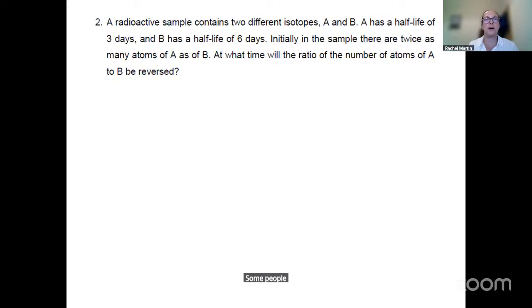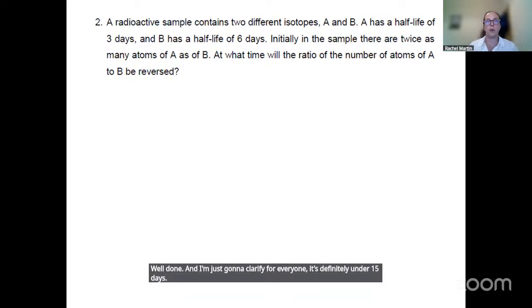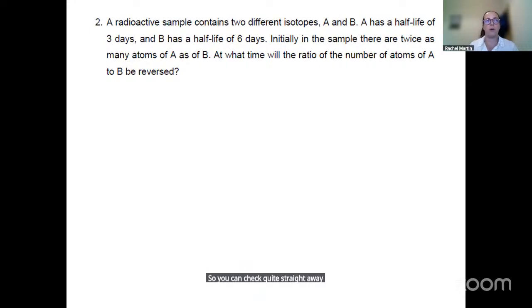Some people have got 2 answers and they're not sure which it is. Well done. And I'm just going to clarify for everyone, it's definitely under 15 days. So you can check quite straight away if you are within that realm.